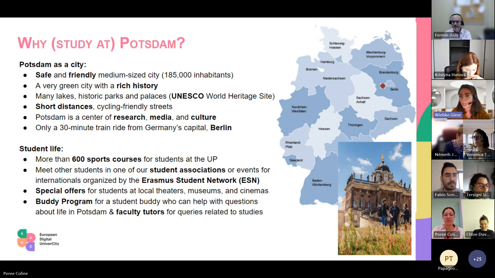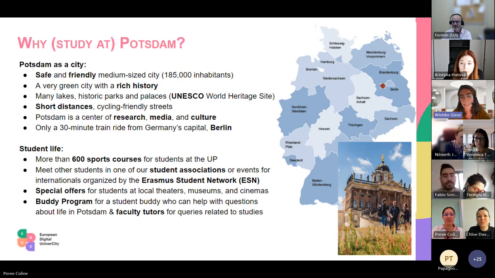Concerning student life, it is comparable to all the other partner universities of EDUC. We have lots of sports courses from A, such as archery, to Z, such as Zumba. We have student associations that you can participate in. We also have the Erasmus Student Network that do great social events. We have special offers for students at local theatres, museums and cinemas. And we also have a buddy program, so students from the University of Potsdam who help you with any questions related to your studies, about living in Potsdam, and just generally getting around.